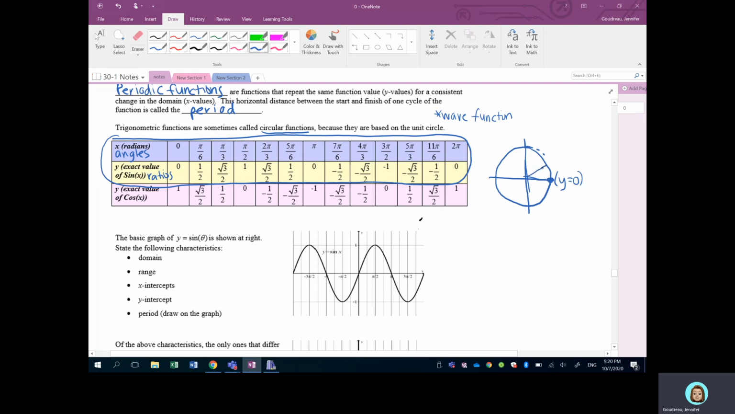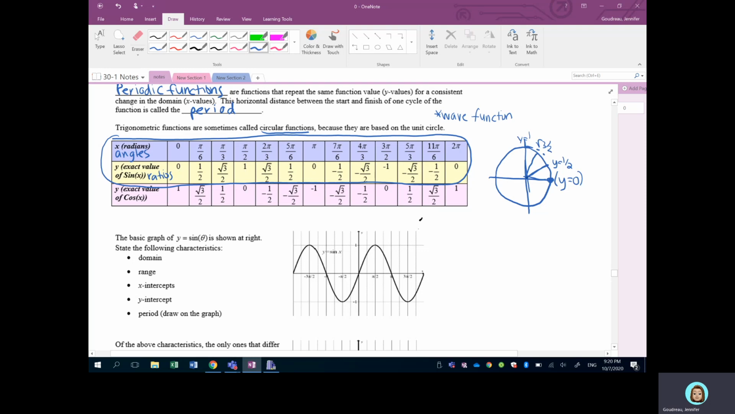At pi over 6, which is the same as 30 degrees, we have an x value of root 3 over 2. Our y value is 1 over 2, so the sine of pi over 6 is 1 over 2. At pi over 3, we're at root 3 over 2. And at pi over 2, our y value is 1.